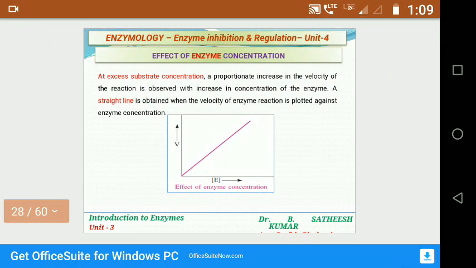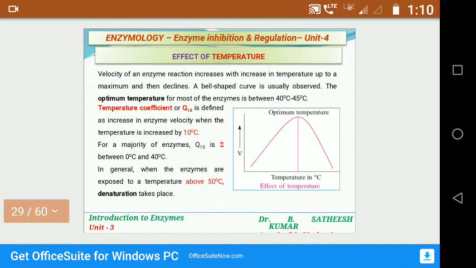And the second factor is enzyme concentration itself. If we increase the concentration of enzyme, providing excess amount of substrate, then what happens? The enzyme activity gradually, proportionately increases. So we will get a straight line.